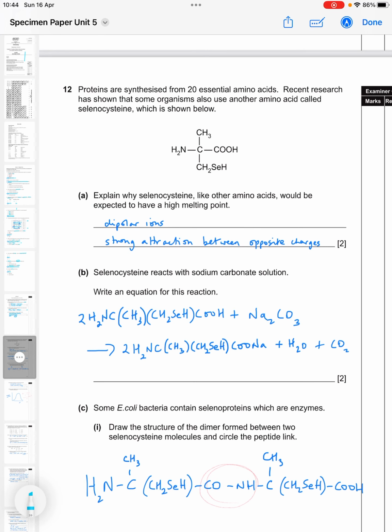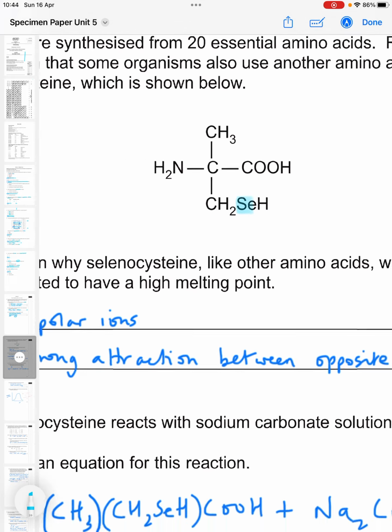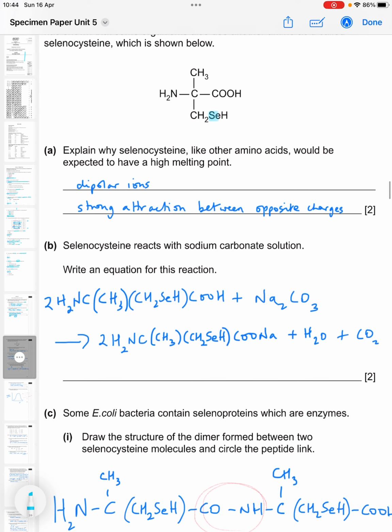Number 12. Proteins are synthesized from 20 essential amino acids. Recent research has shown that some organisms also use another amino acid called selenocysteine, which is shown below. This is it here. Look. So it's got this selenium in it, which makes it a bit weird. So explain why selenocysteine, like other amino acids, would be expected to have a high melting point.